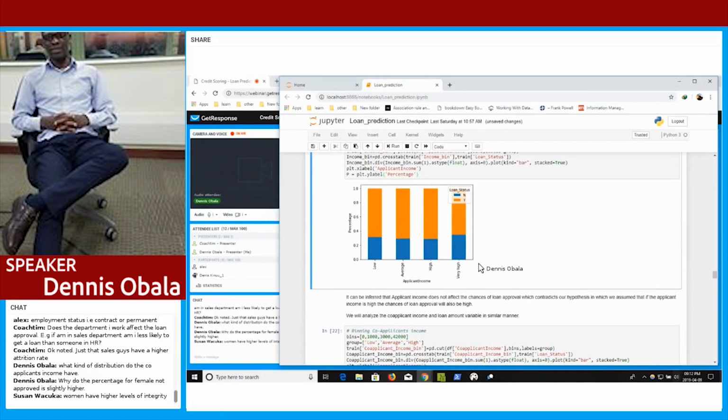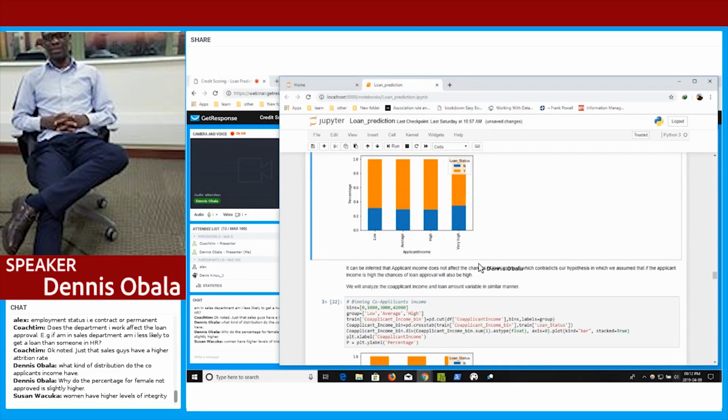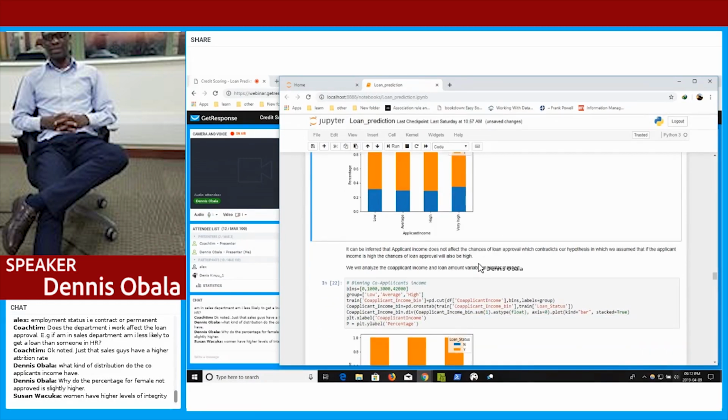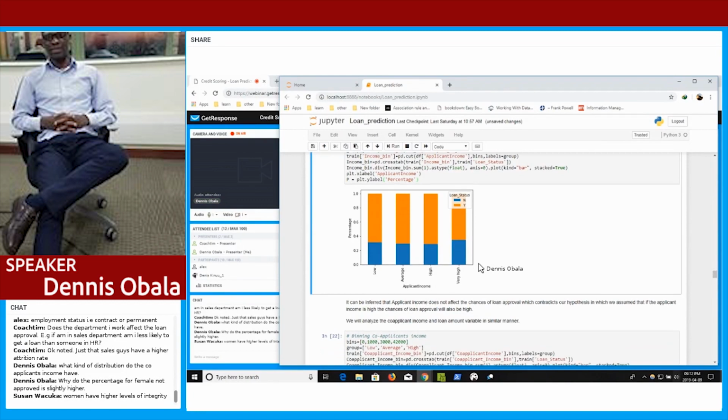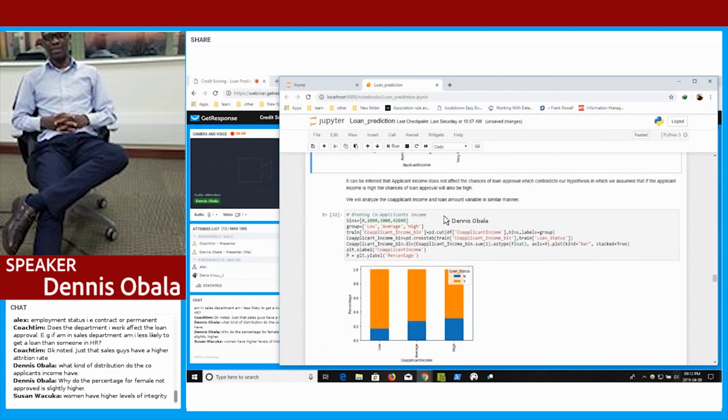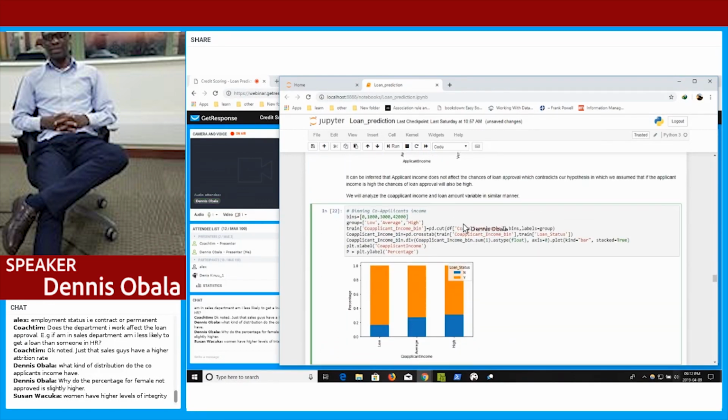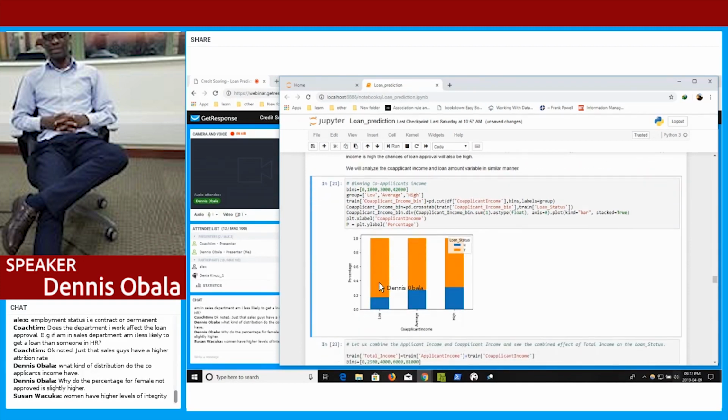So when you're looking at the applicant's income, it doesn't really give us a lot of information, since it basically doesn't really affect whether you're going to get approved or rejected. So we are looking at the co-applicant's income and trying to see. Okay. So for the co-applicant's income, those with the low income are more likely to be approved compared to those with the high income.